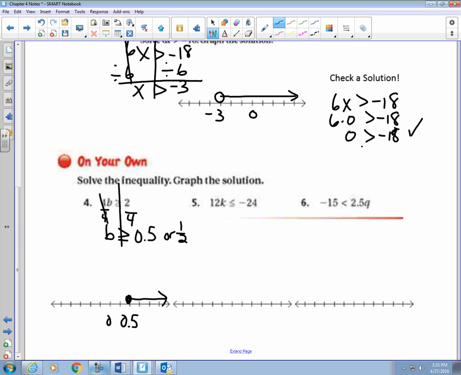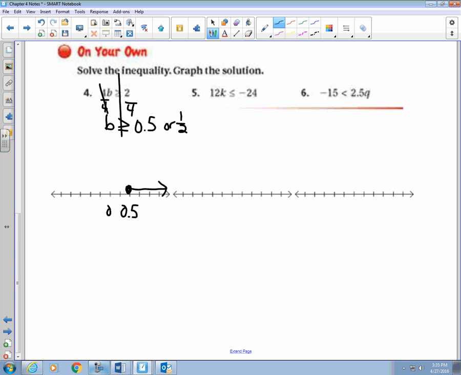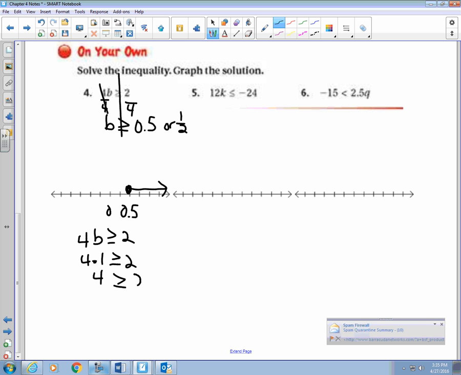All right, and if I wanted to check that, which again, if I was doing a quiz or a test, I'd definitely be checking this to make sure that it's right. I could take any number to the right of 0.5 and plug it in. So I'm going to take the number 1. 4b is greater than or equal to 2. 4 times 1 is greater than or equal to 2. 4 times 1 is 4. And is 4 greater than or equal to 2? Yes, it's greater than 2. So that, in fact, worked. It made it true. So most likely we did the problem correctly.